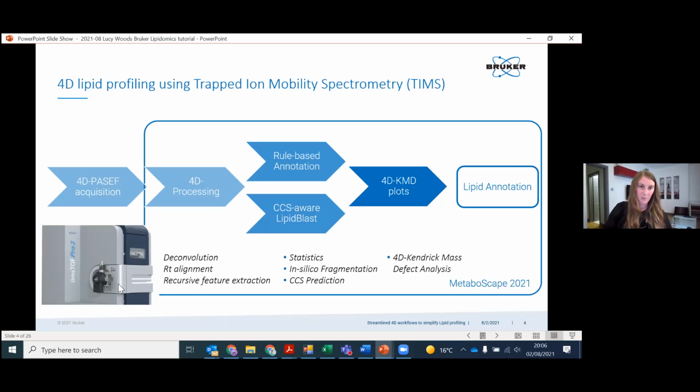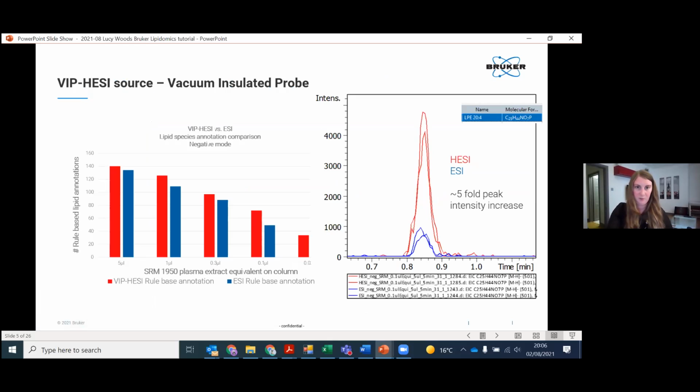Now, the source that we use on the timsTOF Pro is a new source, which is a heated electrospray source, which is particularly useful for the annotation of lipids. So we find that for lipids, and particularly in negative mode, we see a boost in the number of lipids and also the signal of the lipid species. So we can really increase the limit of detection.